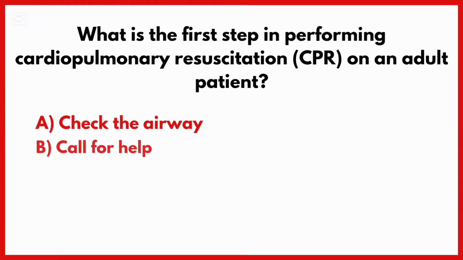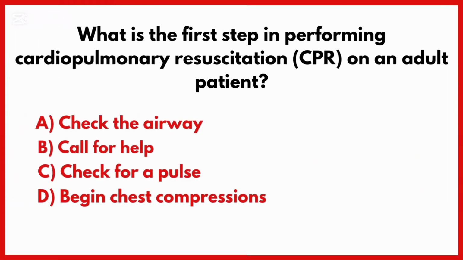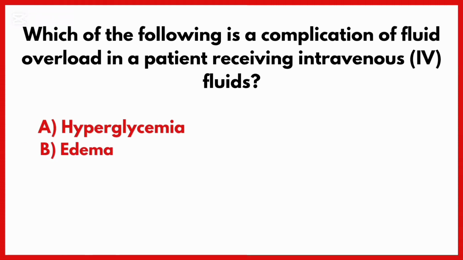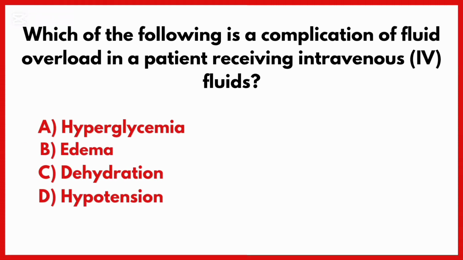What is the first step in performing cardiopulmonary resuscitation (CPR) on an adult patient? Correct answer is option B. Call for help. Which of the following is a complication of fluid overload in a patient receiving intravenous fluids? Correct answer is option B. Edema.